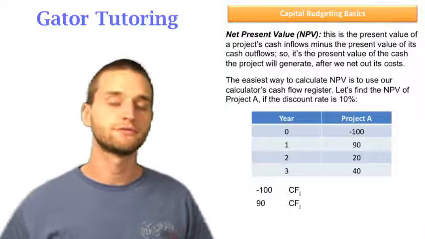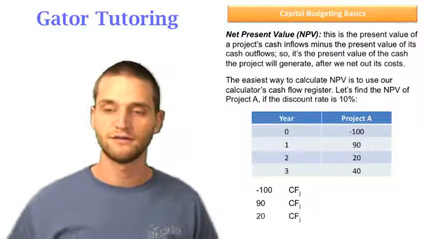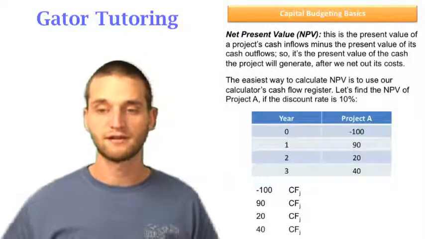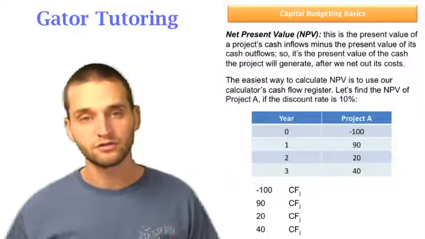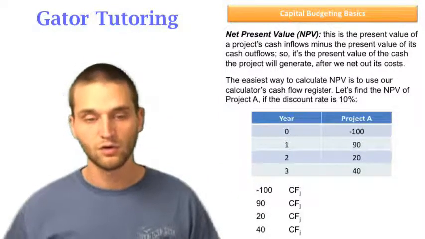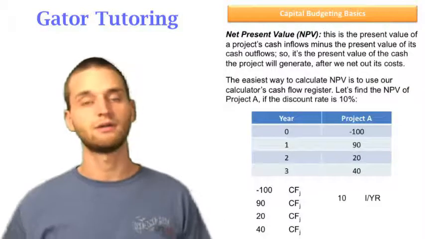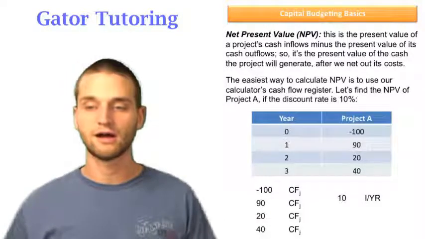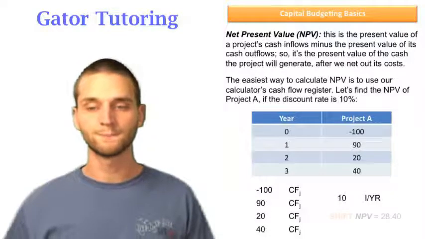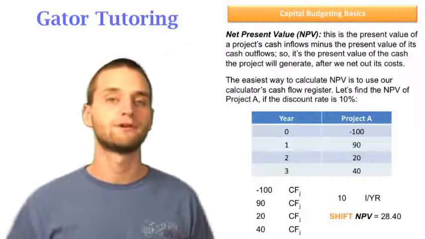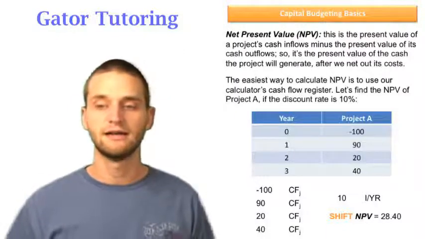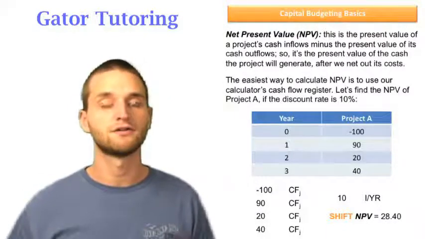So we type negative 100, then press CFJ. The next cash flow is 90, so 90 CFJ. The next cash flow is 20, the next cash flow is 40. That's all the cash flows of the project. Now we have to enter the interest rate that we're using to discount these. We're given that it's 10%, so we enter 10 and press I/YR, interest per year. And then we press Shift NPV. That'll solve for the net present value of this series of cash flows. It gives us a net present value of $28.40.